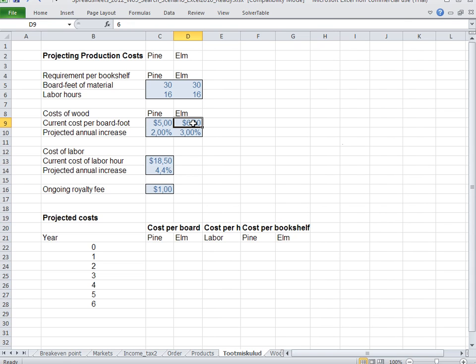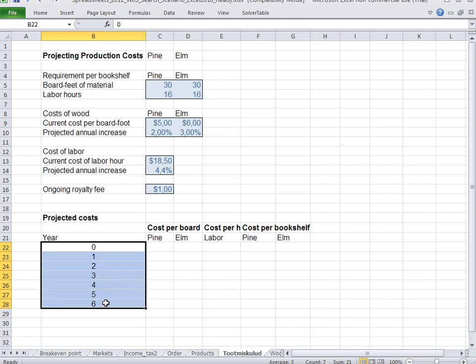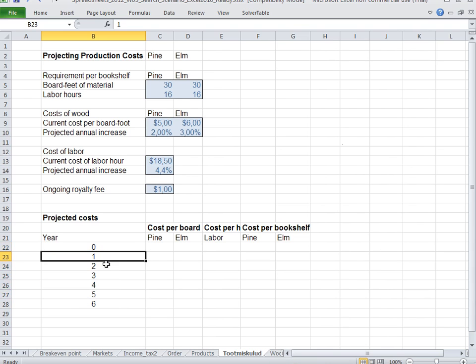We are actually going to calculate these costs for 7 years. So this year is year 0, and it's followed by 6 other years. We have forecasted that the cost of one board foot of material will be inflated. It will rise by 2 and 3% per year respectively.